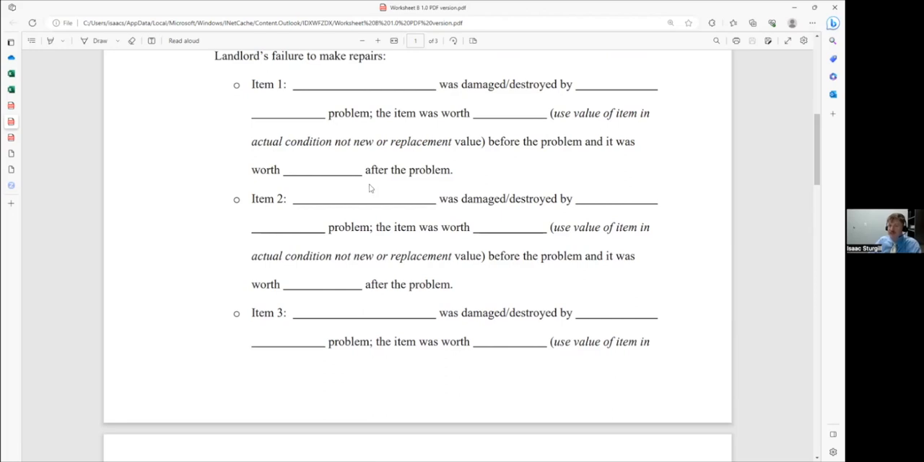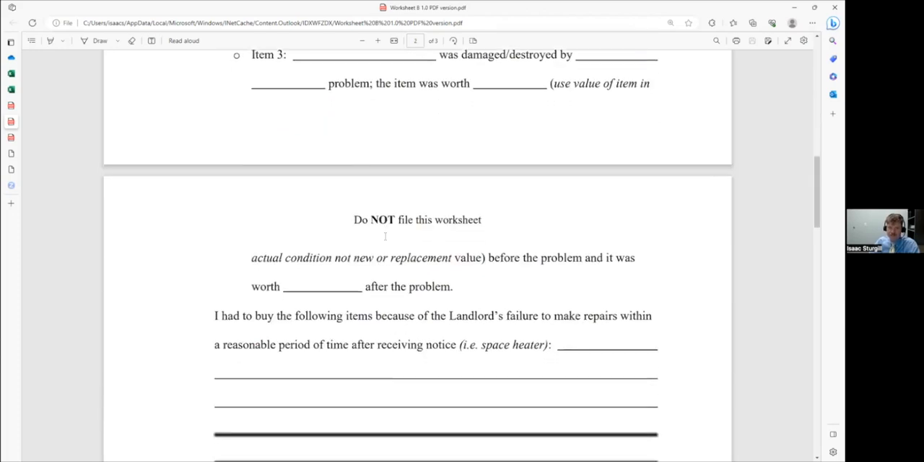So, I mean, if it was completely destroyed, if it's unusable, if you had to throw it away, or the damage was so severe that the item had to be thrown away, that value may be zero. If it didn't completely destroy the property, but it damaged it, then you would just give your opinion of what you think it's worth after the damage was caused. And then you see the same questions repeated, and the reason these questions are repeated is because if you have multiple items that were damaged or destroyed by the landlord failing to make repairs, this gives you space to list all of those and to answer the same question for each of those.